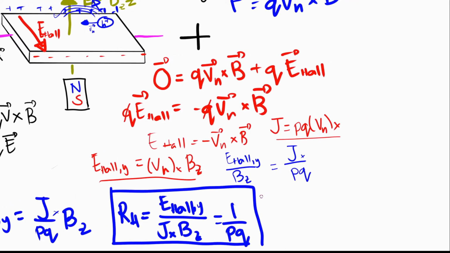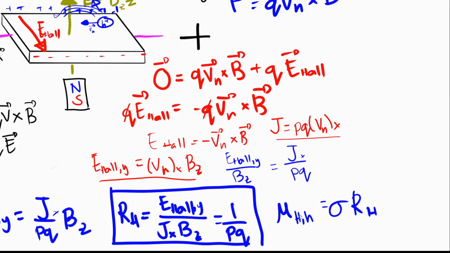We can also define, so this is important, let's put a box around it, our Hall mobility, mu. Mu sub H, the Hall mobility of our holes, will be equal to sigma RH, or our Hall constant, Hall resistance, or Hall coefficient.